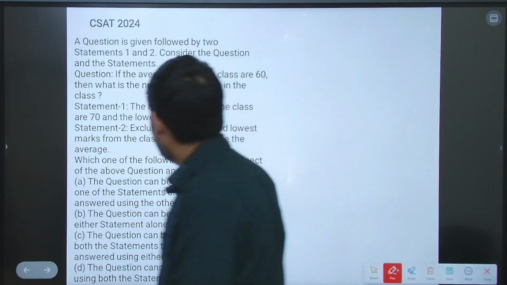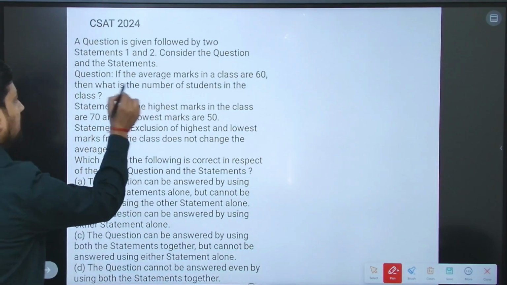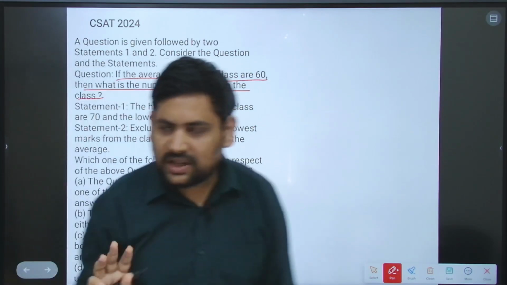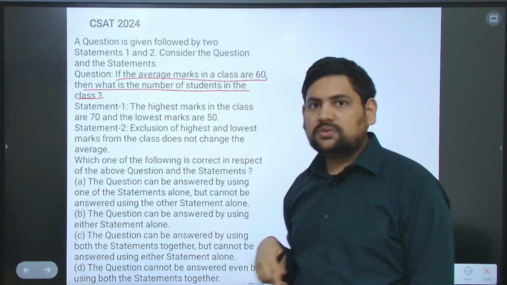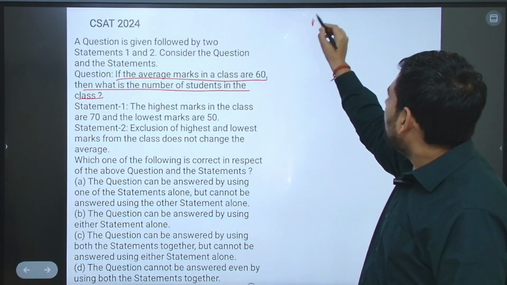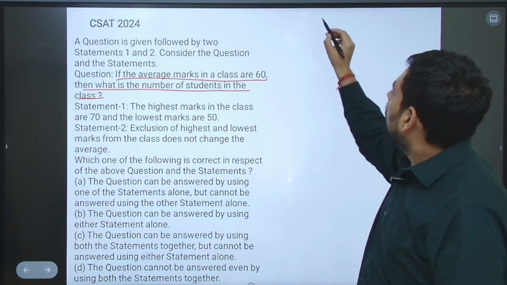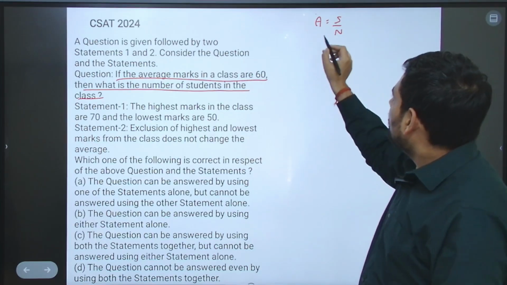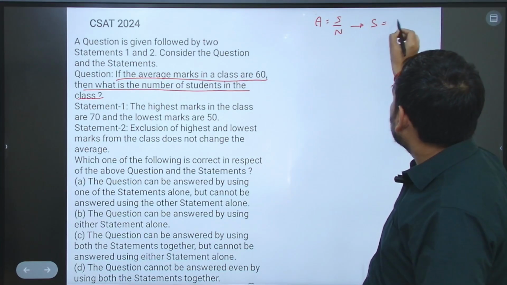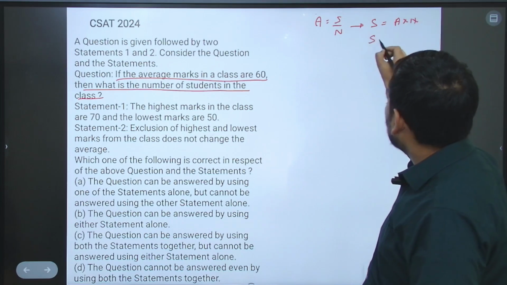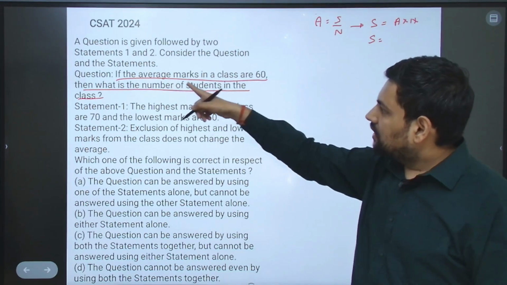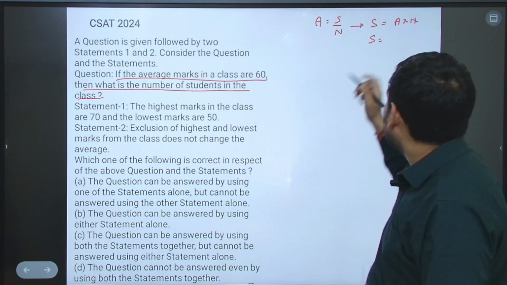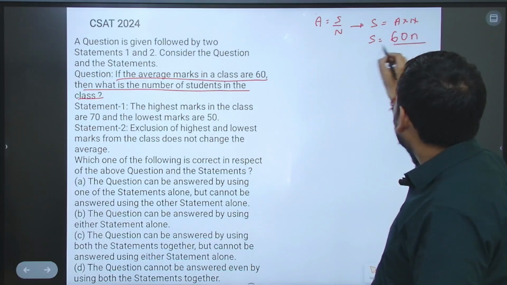Then it says, this question is, if the average marks in the class are 60, then what is the number of students in the class? Average marks is 60. You need to tell the number of students in the class. Average is equal to sum upon number. This you understand? Then that means here sum is equal to average into number. Now what is the average? Average is 60. How many students are there? I don't know. So I write it as 60n.